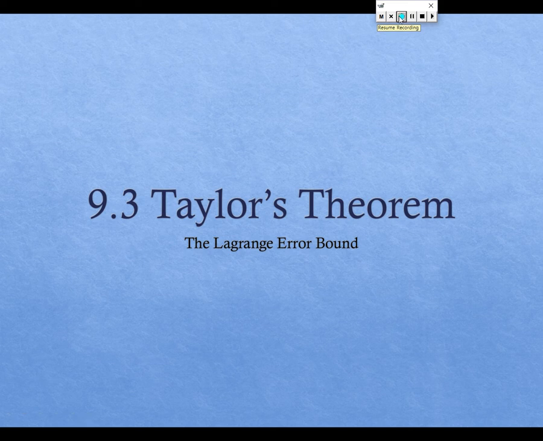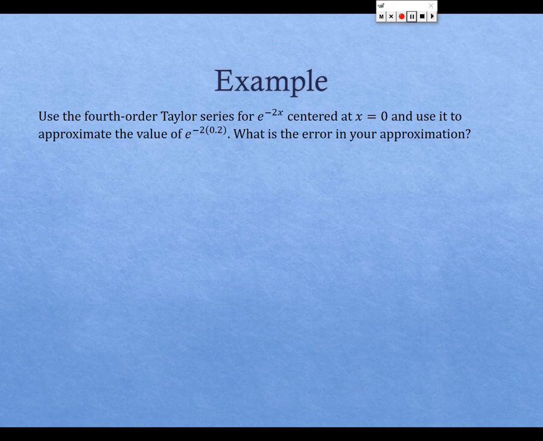This will be a little mind-bending, but keep in mind this is not on the crystal. We want to start talking about a very important result called Lagrange error, the Lagrange error bound. It's also called Taylor's theorem.